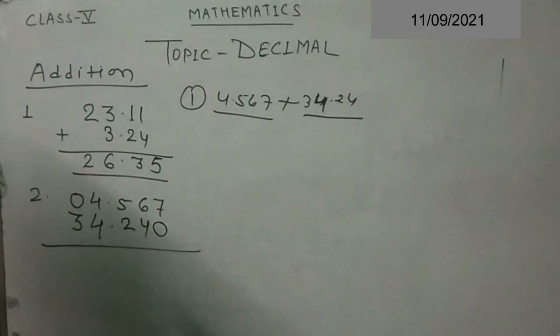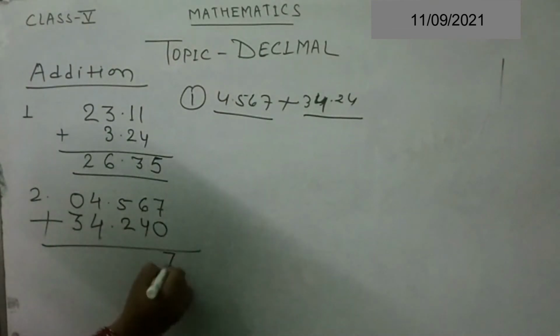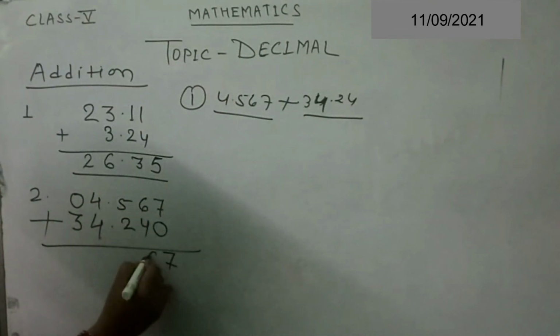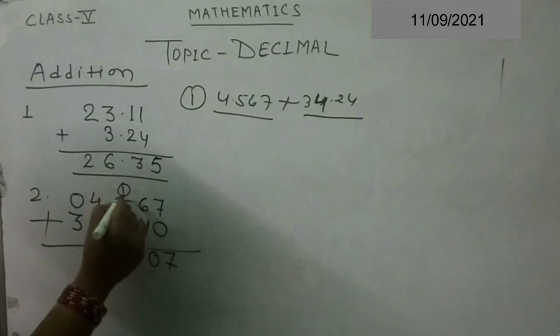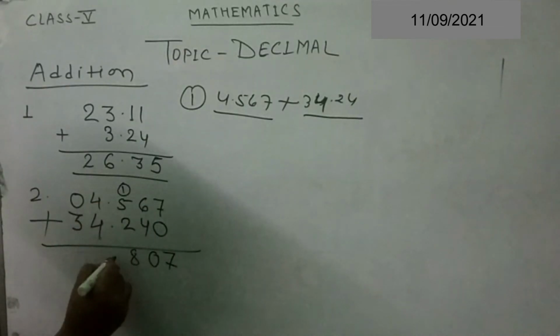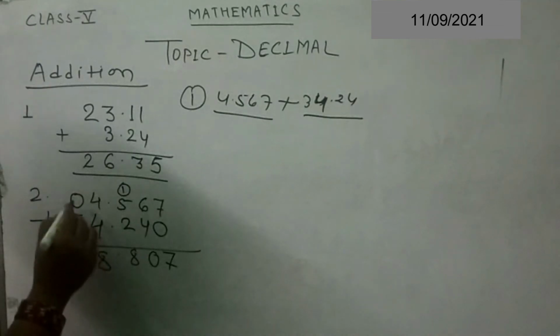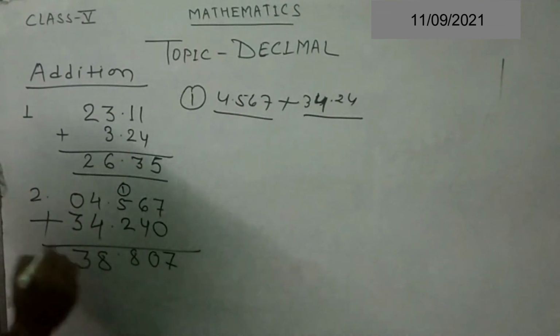Then add using column addition. Simple addition you have to do, using column addition, remembering to put the decimal point in the answer. 7 plus 0 is 7, 6 plus 4 is 10, write 0 and 1 is carried. So 1 plus 5 is 6, 6 plus 2 is 8, and you have to remember the point. You have to put the point here, and 4 plus 4 is 8, and 0 plus 3 is 3.